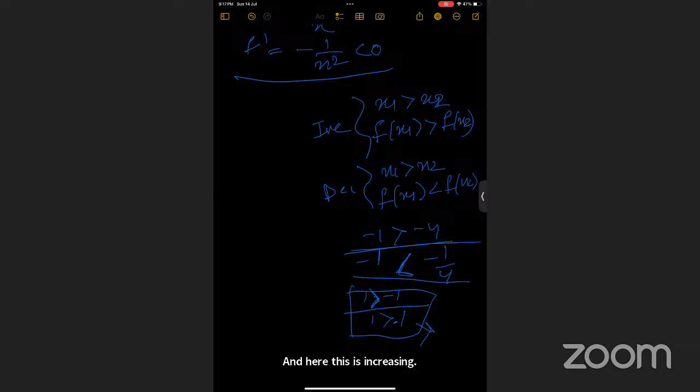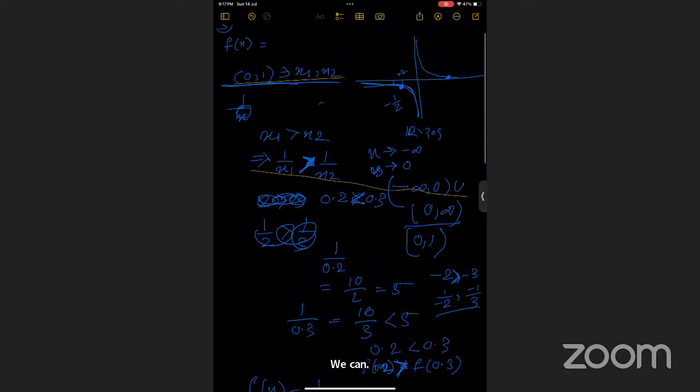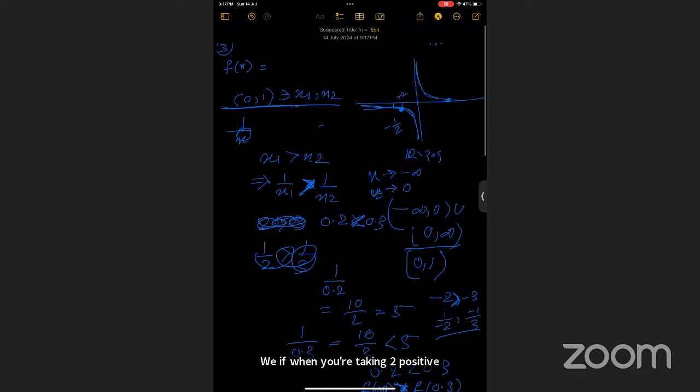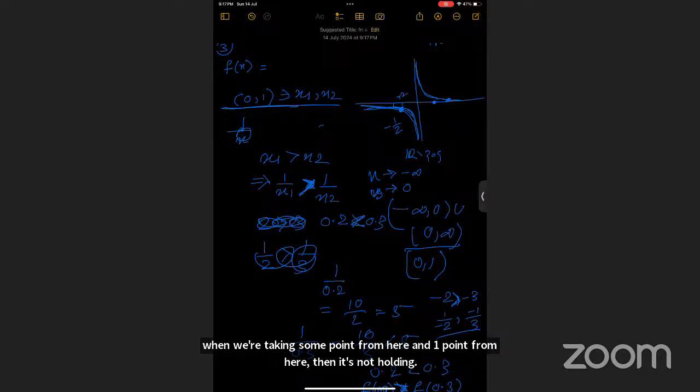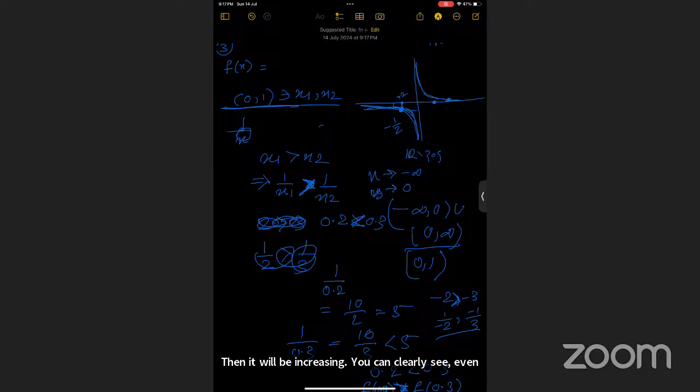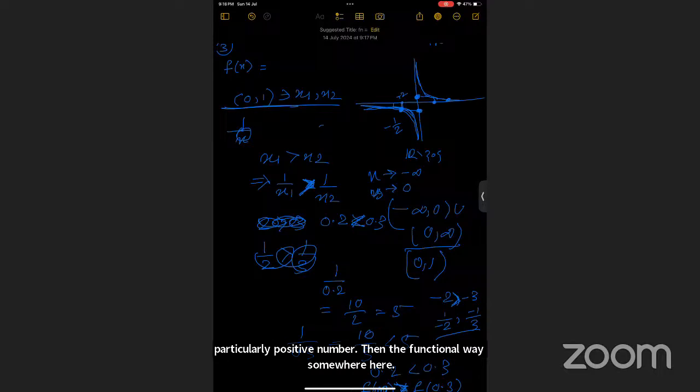You can take that example, ma'am. It is clear now, right? When we are taking two positive numbers, like in this interval, the function is decreasing. In this interval also the function is decreasing. But when we take one point from here and one point from here, then it's not holding. Then it will be increasing. If we take any negative number, the functional value is here, and if we take any positive number, the functional value is somewhere here, right? It's decreasing from -infinity to 0, and from 0 to infinity, but not decreasing on the whole domain.